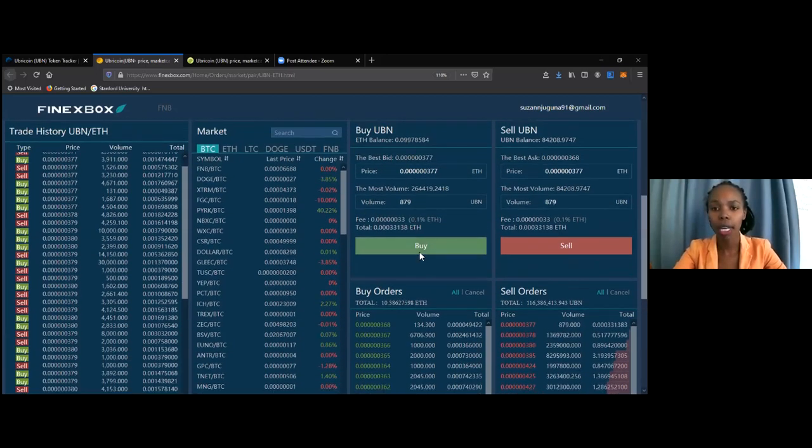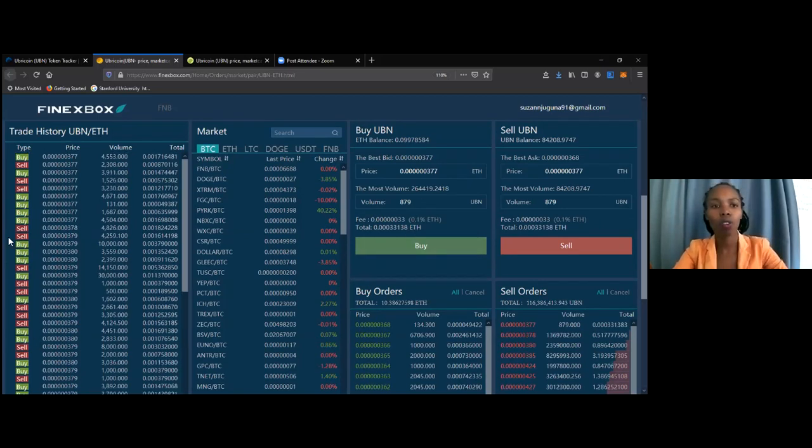I'm just going to buy this so that you can see how that works. I'm just going to click on buy and take note of this side. This is the trade history for UBN ETH. I've been having questions from people telling me that they have tried to buy some UBNs in the market, and they cannot see those orders being filled here. They say their ETH was reduced, but they could not see the UBNs increase. That means when you did that, you did not put the right price here.